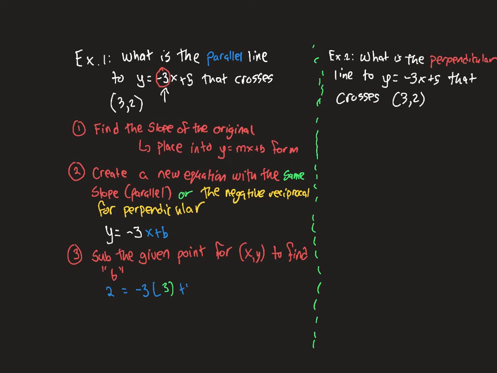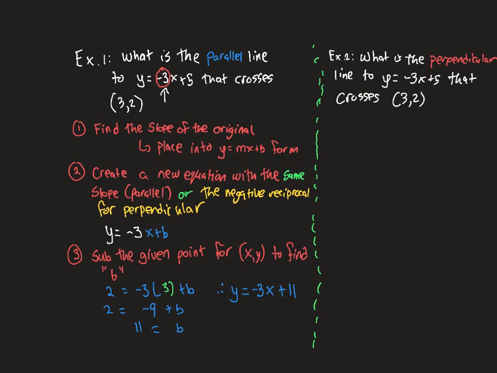Alright, plus b. And isolate for b. So you're going to have -3 times 3, which is going to give me -9, which is equal to 2 plus b. So b is equal to, you're going to add 9 to both sides. That's going to give me 11. So therefore, my equation is y is equal to -3x plus 11. Alright.